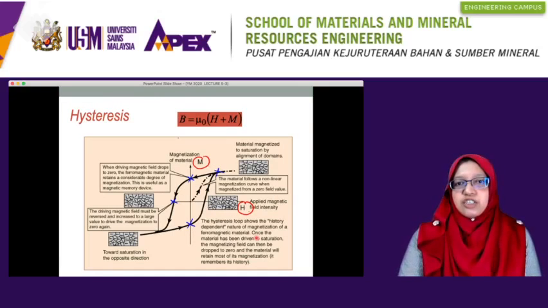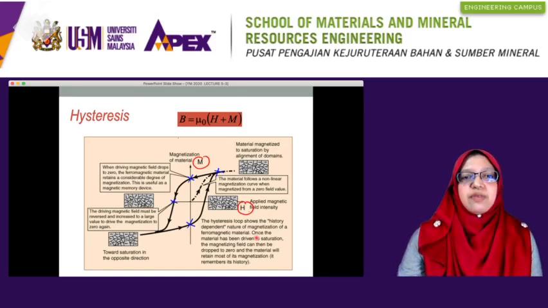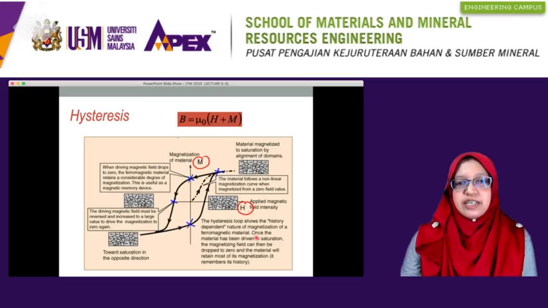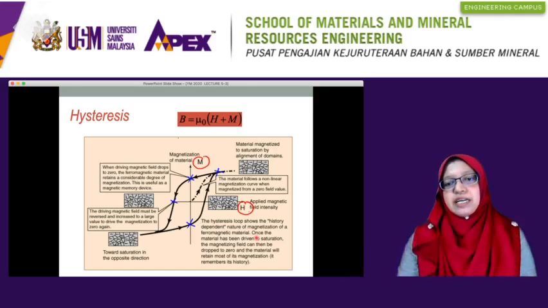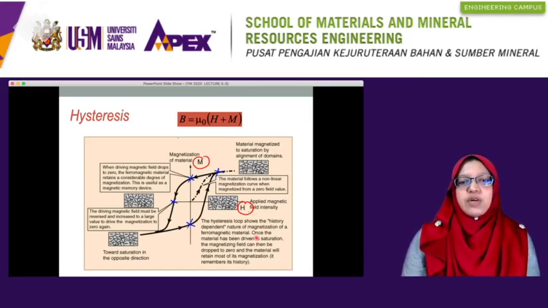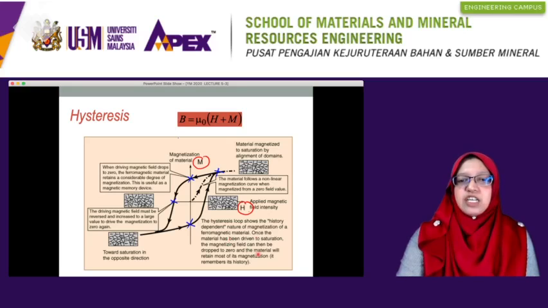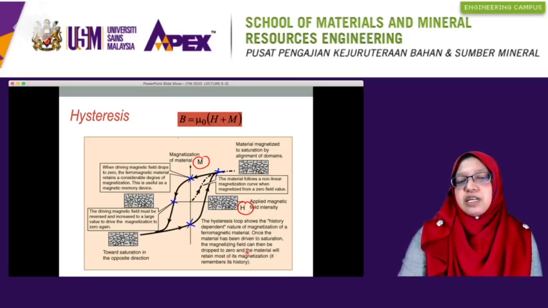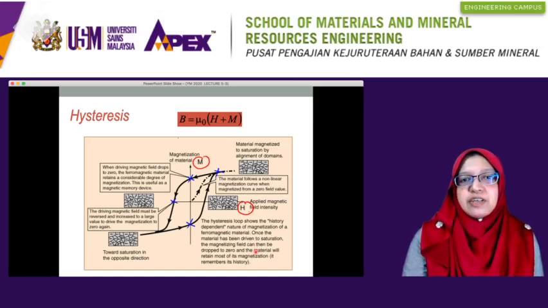This is the hysteresis loop. We have seen this earlier. So in hysteresis loop, we have magnetization of material versus applied magnetic field. So the hysteresis loop shows the history-dependent nature of magnetization of a ferromagnetic material. Once the material has been driven to saturation, the magnetizing field can then be dropped to zero, and the material will retain most of its magnetization. It remembers, so that's why it can be used as a magnetic memory device.